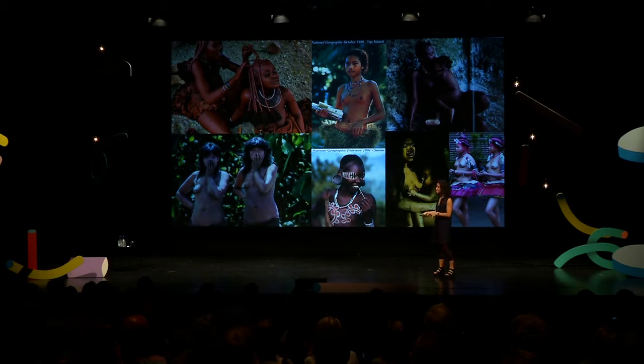For example, these are just a few photos of women of color who are still shown bare-breasted as a sign of their exoticism. And these are photos that I found from the last few decades. Several of them are from the last few years, and 2 of them are from this year.